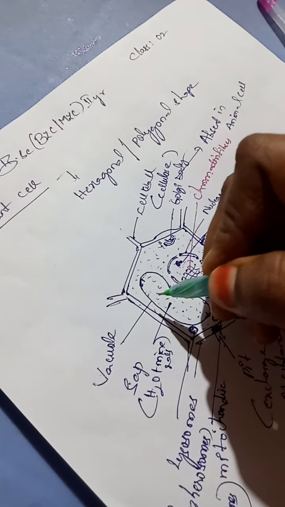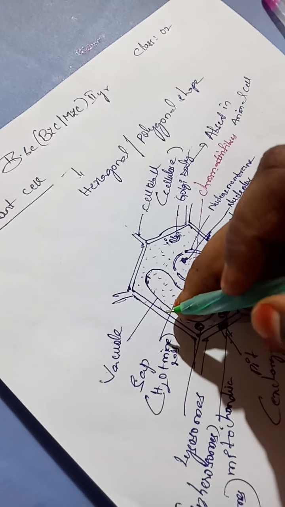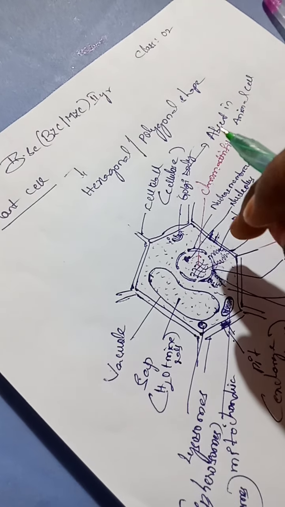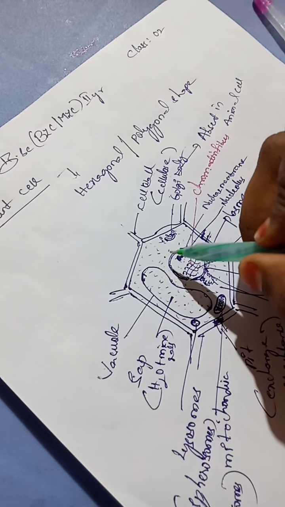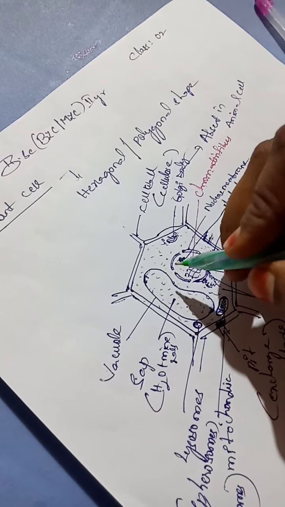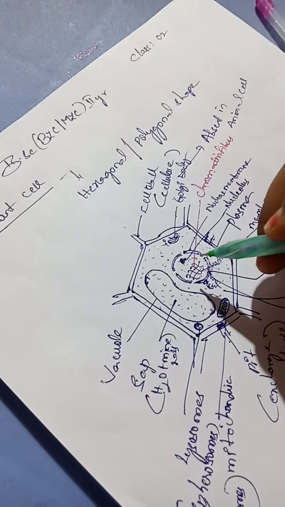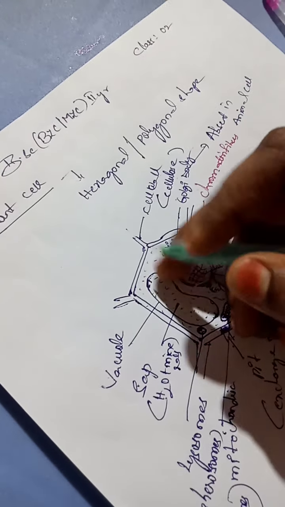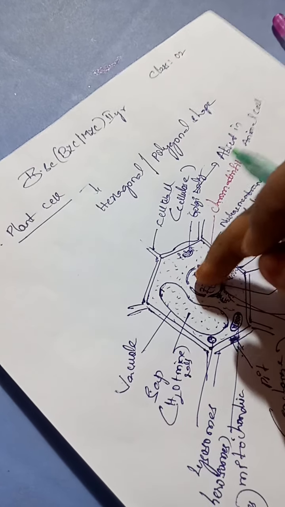Here in the last animal cell we discussed about the centrioles also. That centrioles are not at all present in the plant cell. In the animal cell we discussed the centrosome, and the centrosome consisting of what? Centrioles, two rod-like structures. So here the centrioles are not present in the plant cell.